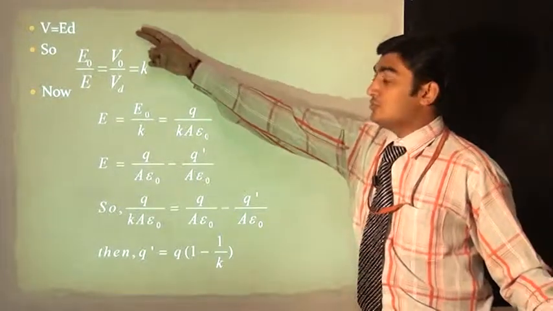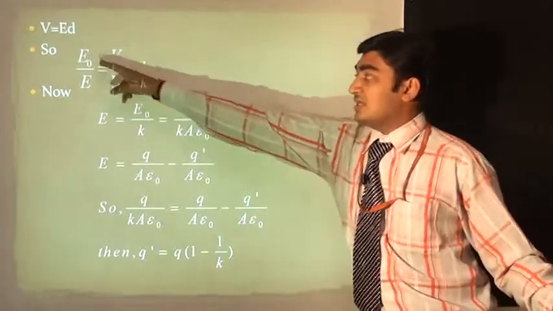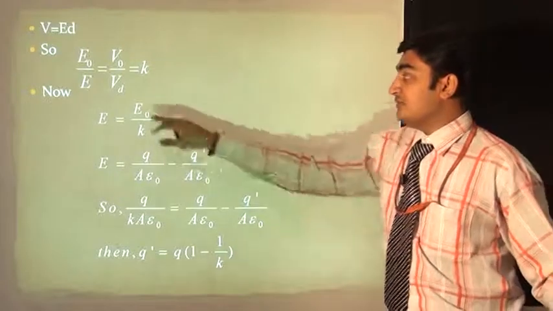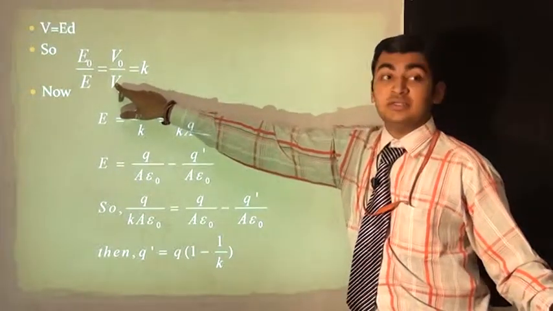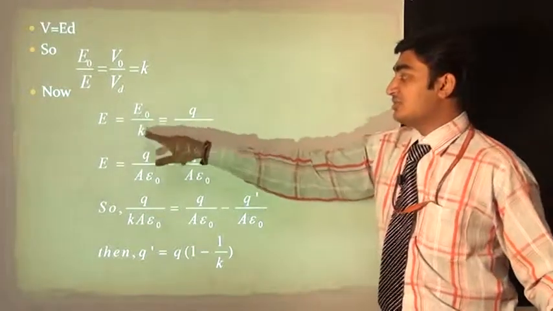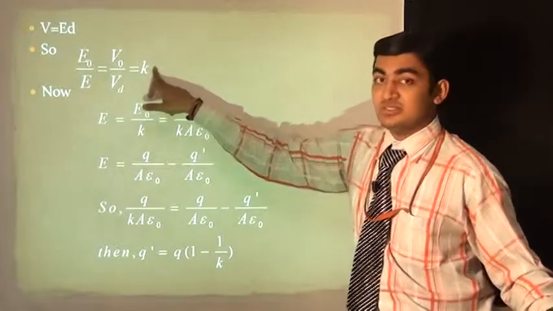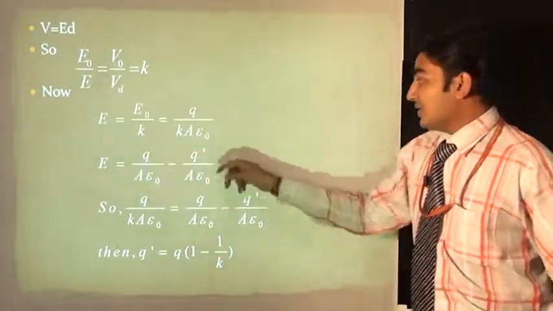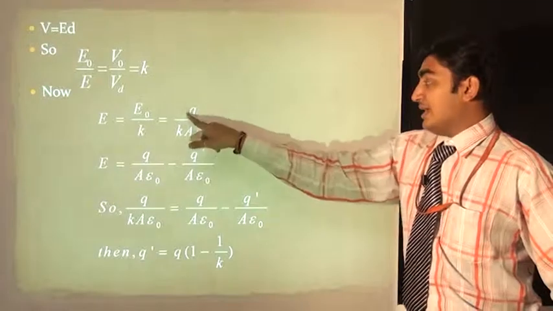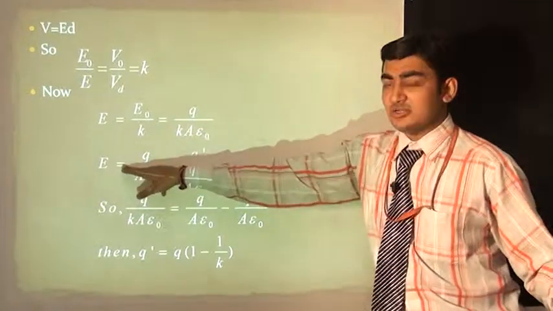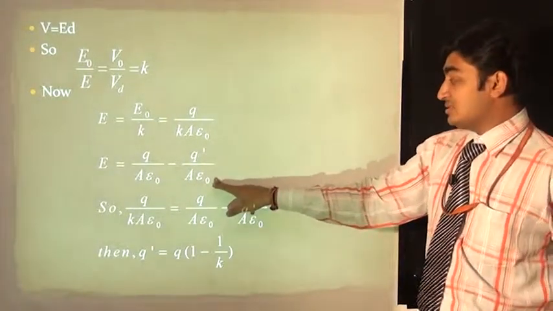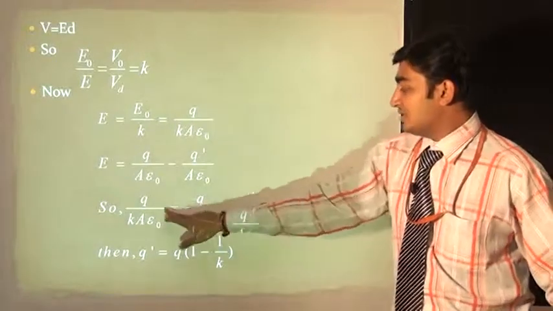We know the equation V is equal to E into d, and E0 divided by E is equal to V0 divided by V, which is equal to K, where V0 is the voltage applied to the capacitor. So E is equal to E0 divided by K. By this equation, K goes downwards. Therefore, we have the value of E0, q by Aε0, and K is multiplied. E is equal to q divided by Aε0 minus q dash divided by Aε0. We have to put this value of E into the equation.